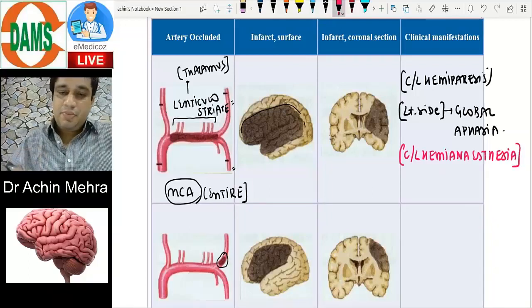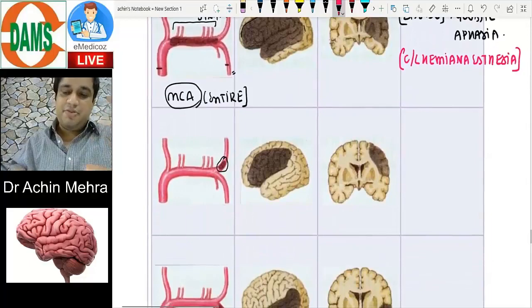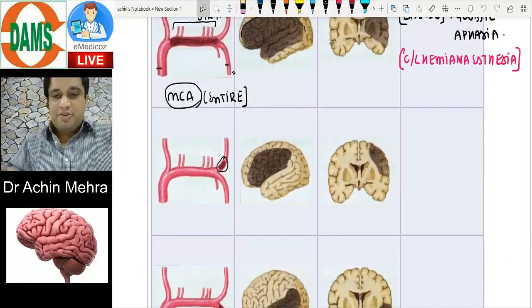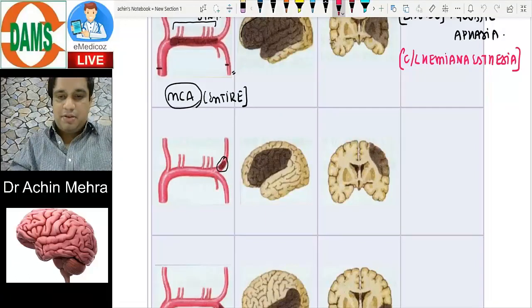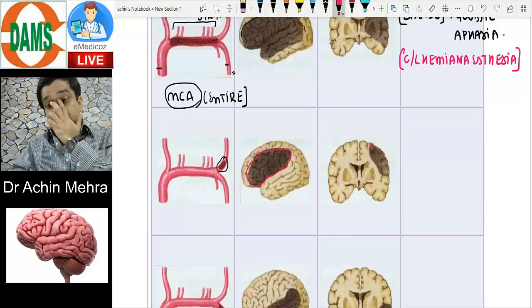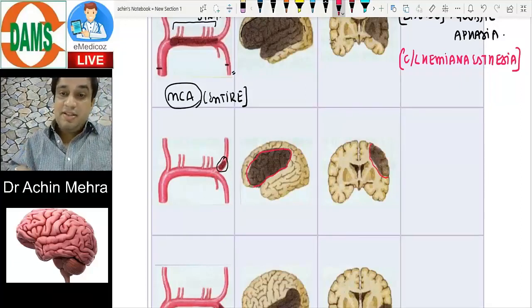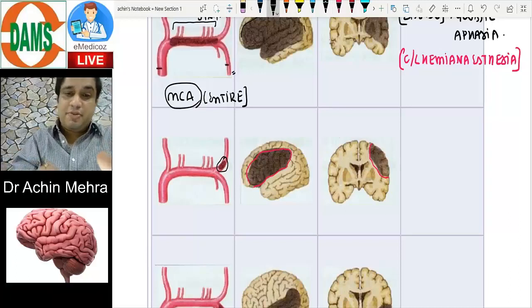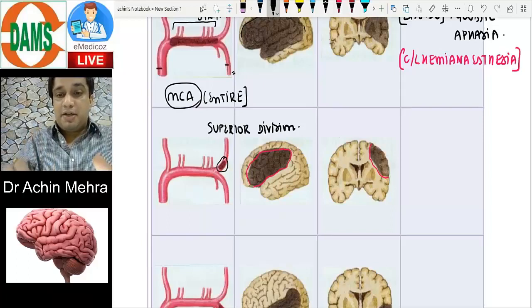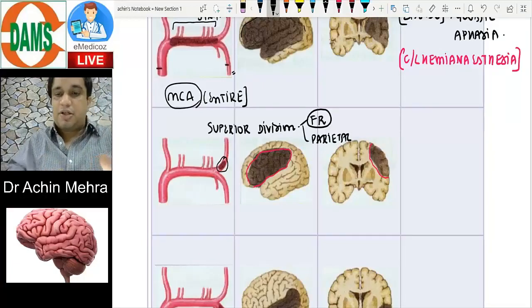Right. Now, please follow this. If at all there is a lesion in the superior division of MCA, first of all, look at this diagram. Superior division of MCA is involved. A lot of the part of the brain is involved. The frontal cortex is involved, the temporal lobe, and in the coronal view also we can see. So one thing is clear in these patients. Remember this: the superior division of MCA supplies what? It supplies two parts. One is the frontal lobe, and the second one is the parietal cortex also. It supplies the frontal as well as the parietal cortex both.